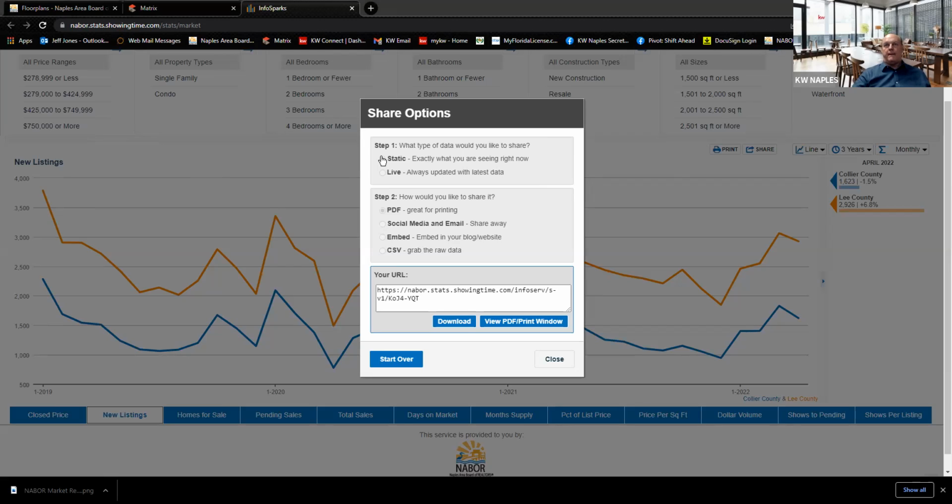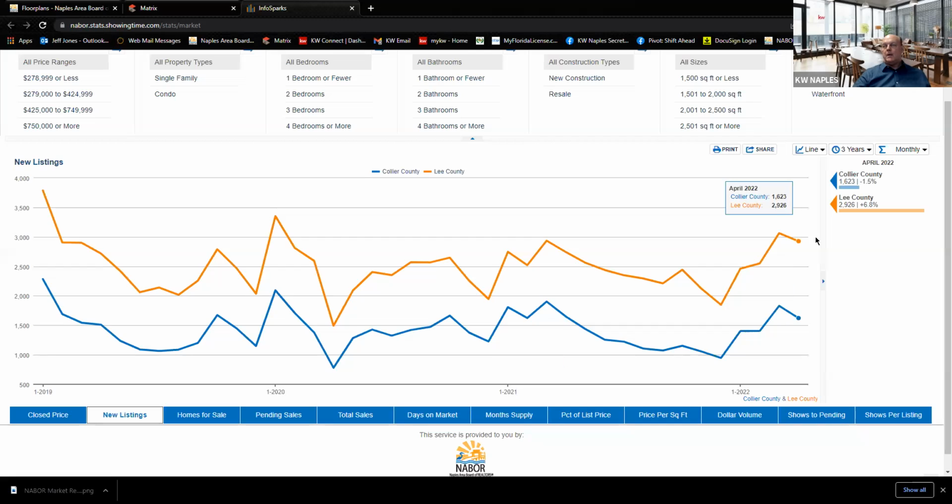And you can also, for those of you that are social media types, generate the code to embed this into your social media. So there's a lot of real good stuff in here.